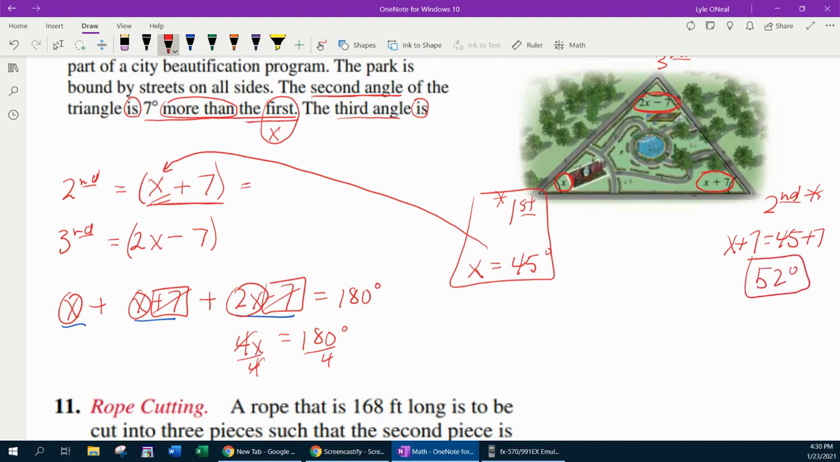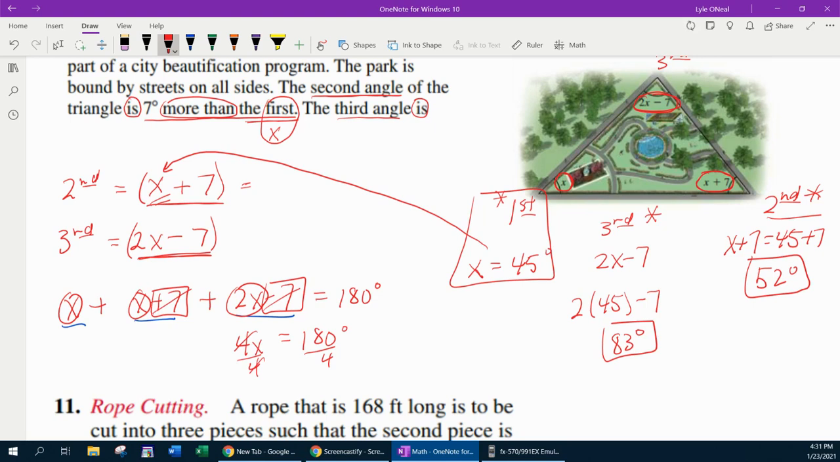And so there's our second angle. And then the third angle is 2x minus 7. So let's write that right in here. The third angle is 2x minus 7, but I know x is 45. And so 2 times 45 is 90. 90 minus 7 is 83. And that would be our third angle.